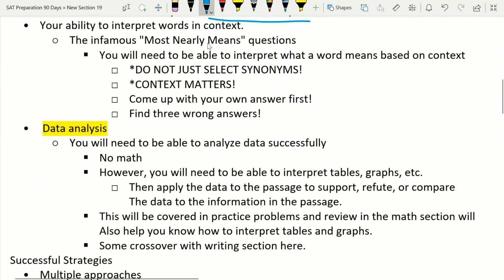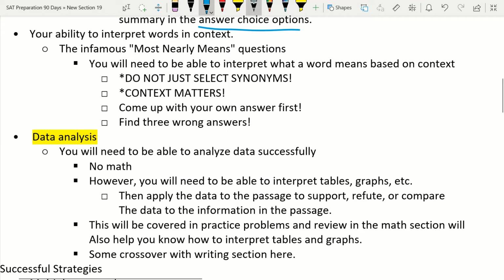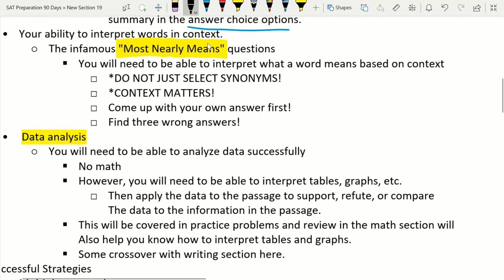All right, so another thing that you're tested on with the SAT reading section is your ability to interpret words in context. So these are going to be your infamous "most nearly means" questions. You'll have something like in line 33, and then a word in quotation marks, most nearly means what, right? So this is testing your ability to find the meaning of a word in the context of the given passage.